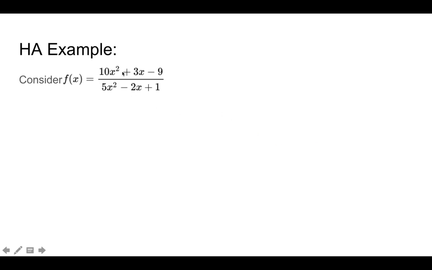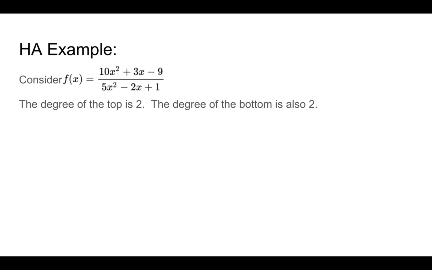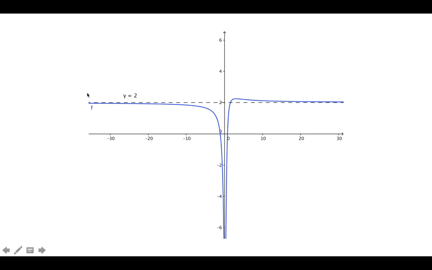Okay, here in this example, degree of the top is 2, degree of the bottom is 2. They have the same degree, so I take the leading coefficients. I get y equals 10 over 5, which is 2. I didn't get y equals 2 here because of the degrees. I got y equals 2 by making a fraction out of the numbers in front. Y equals 10 over 5. Okay, this is a tricky place. You got to be careful here. 10 divided by 5, of course, is 2. Here's what the graph looks like.